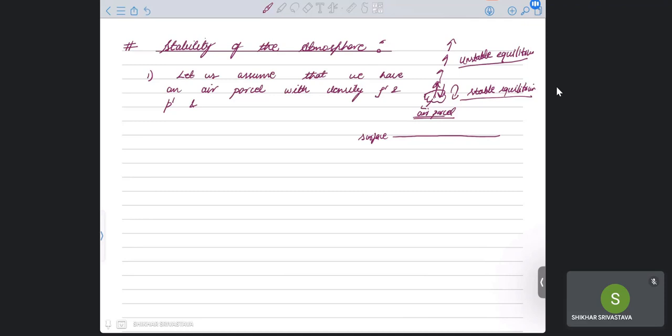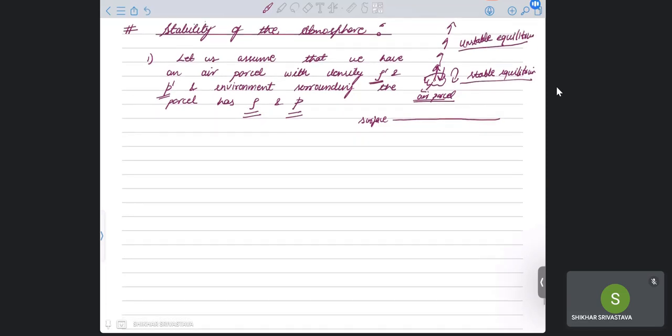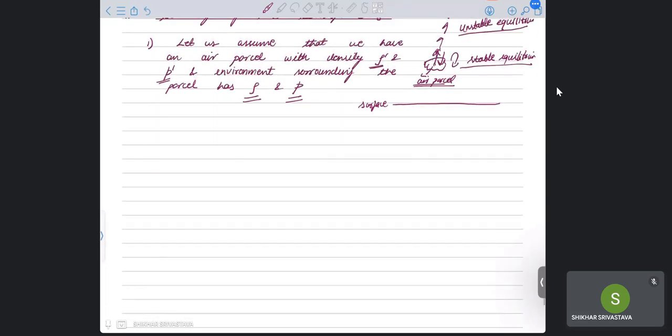Okay. The environment surrounding the parcel has density rho and pressure P. So the environment density is rho, the environment pressure is P, the parcel's density is rho dash, and the parcel's pressure is P dash. Whenever there is a prime term, it is related to the parcel, and whenever there is an unprime term, it is related to the environment. Remember.